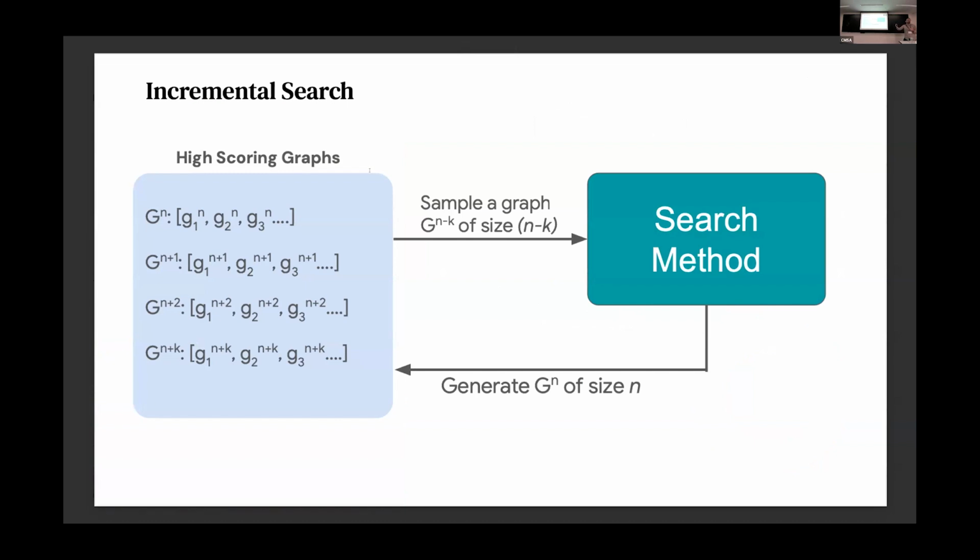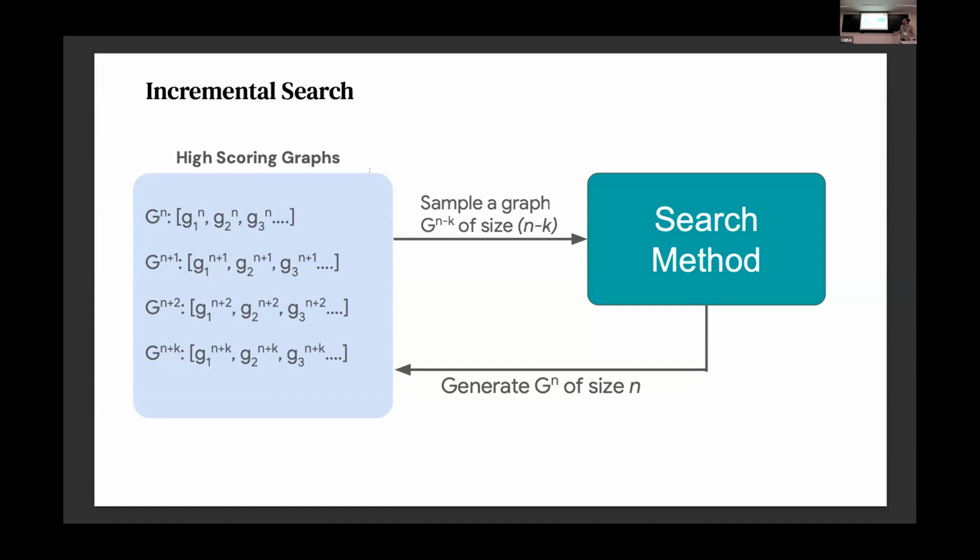So when you want to generate the full graph, you don't start from scratch. This is what we did at first: starting from an empty graph and trying to generate the full graph. But we very soon realized that it's much better to start from a smaller graph, which is good, and then add 2 isolated nodes. So then we created this data set of high scoring graphs for size n. We keep data sets for n plus 1, n plus 2, and n plus k.